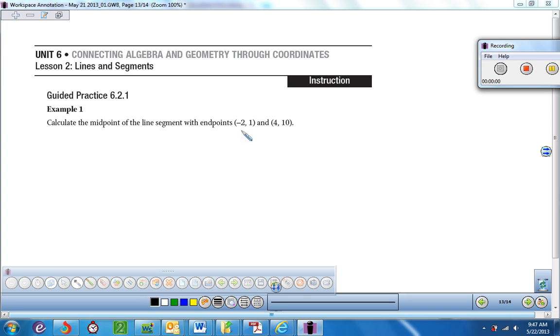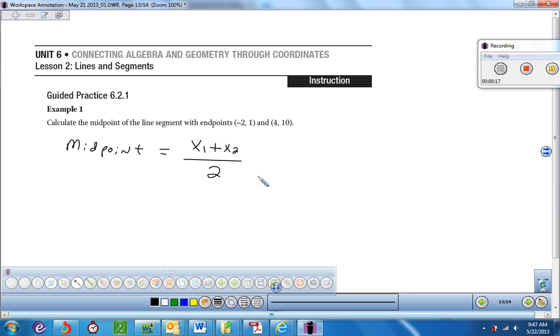And basically what we're doing is we're finding the average between the x's and the average between the y's. So our midpoint formula, remember, is just you're going to add your x's together, divide by 2, do the same thing with your y's.